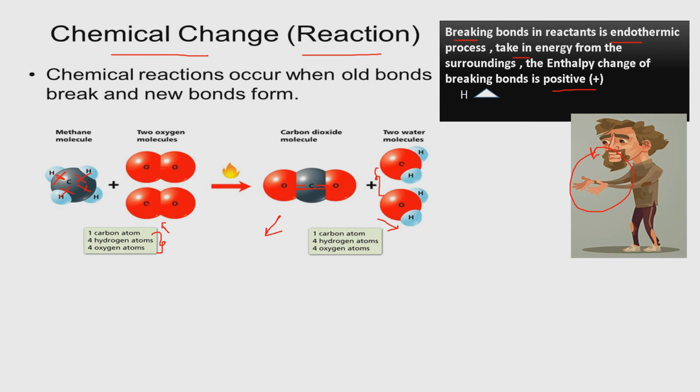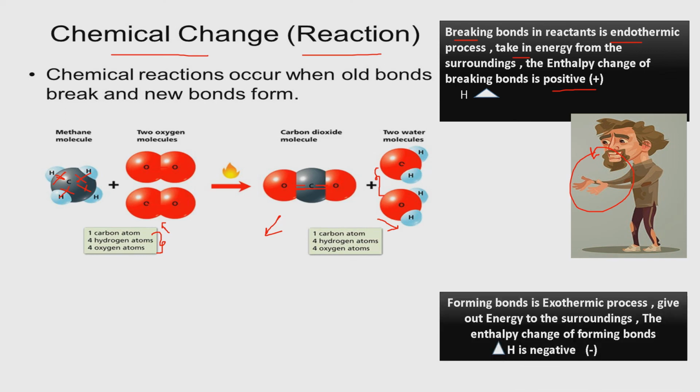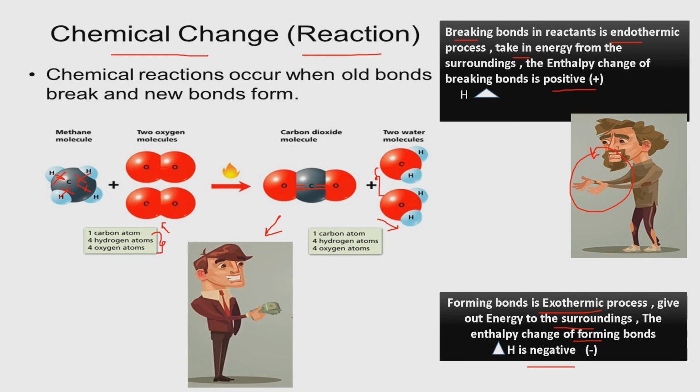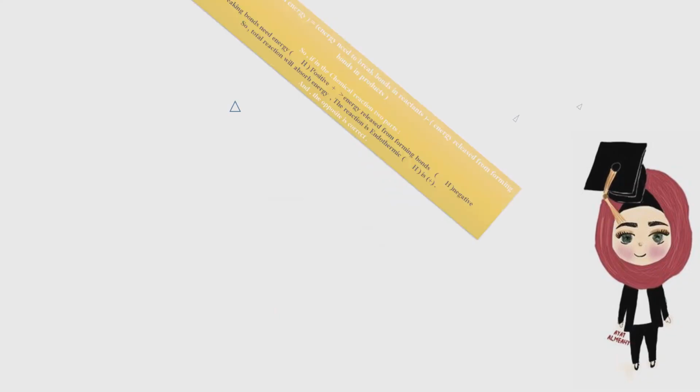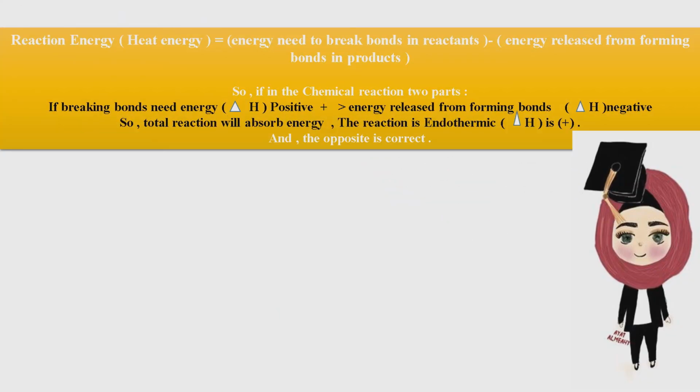Forming bonds is exothermic, so it gives out energy to the surroundings. The enthalpy change for forming bonds is negative, delta H is negative. So forming bonds is giving money, giving energy. Forming bonds is exothermic, its delta H is negative. At last, to calculate the reaction energy, the heat content of a chemical reaction equals the energy needed for breaking bonds in reactants minus the energy released from forming bonds in the products.